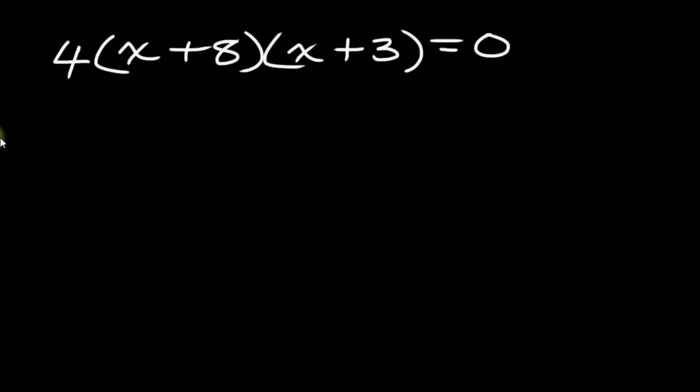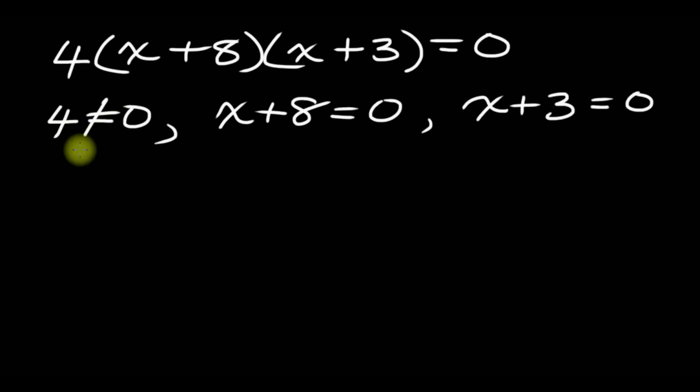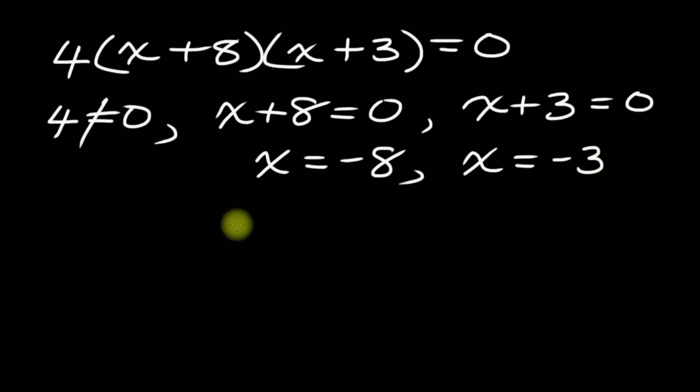The last thing we have to do is set each of these factors equal to 0. So 4 equals 0, x plus 8 equals 0, and x plus 3 equals 0. Then we're going to solve each one. This one is no good because 4 does not equal 0; there's nothing to solve for because you have no variable. Here you subtract 8 and you get x equals negative 8. And here you subtract 3 to get the x by itself, so you get x equals negative 3.